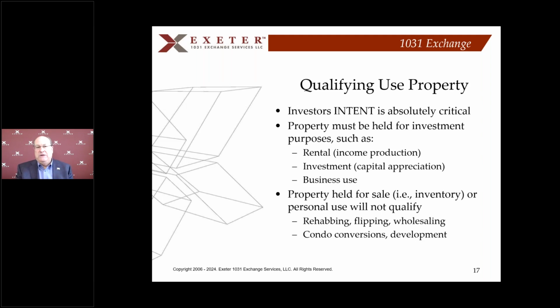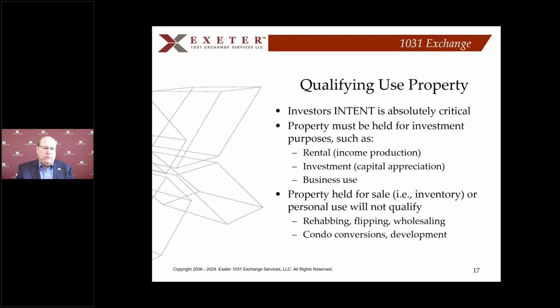Had they changed their intent and said, now I'm going to hold these for capital appreciation, and they changed the way they reported it on investment documents, financial statements, loan applications, and most importantly, their tax returns, Schedule E, showing it as held for rental, investment, or business use instead of held for development, their exchanges would have qualified.